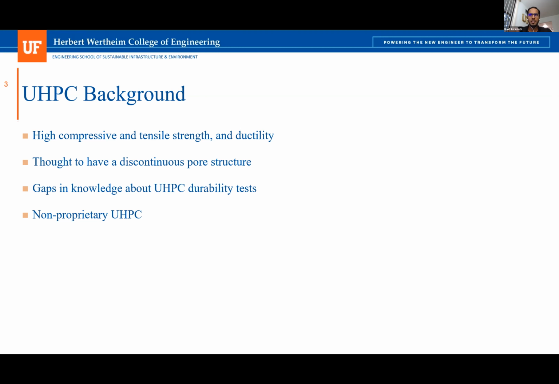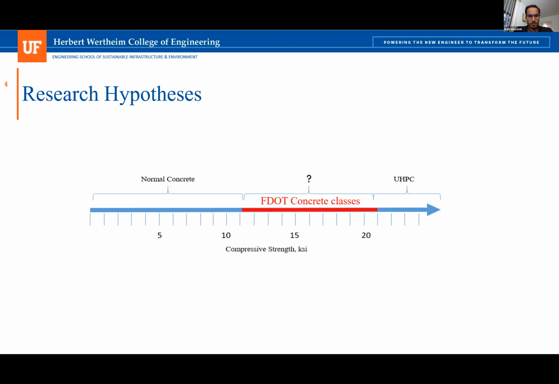And also nowadays, concrete plants also begin to produce non-proprietary UHPC. So it's really important to have some modification to the durability tests in order to measure their specification. So we have two main hypotheses.